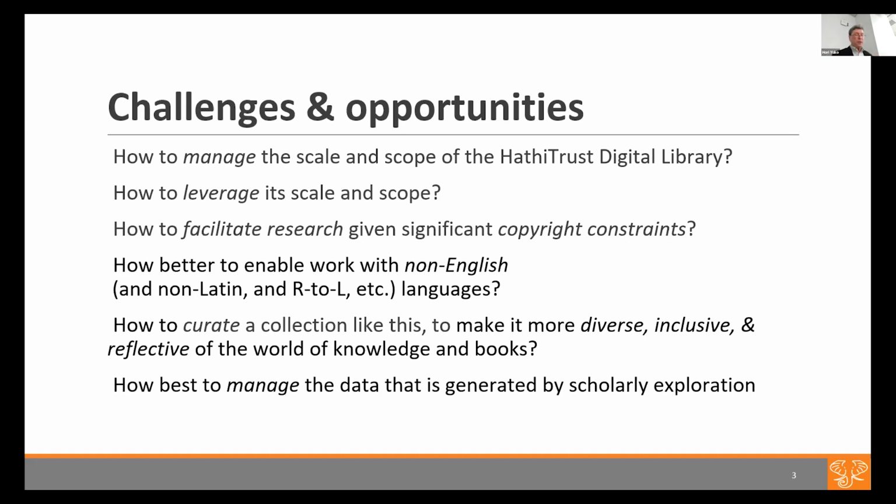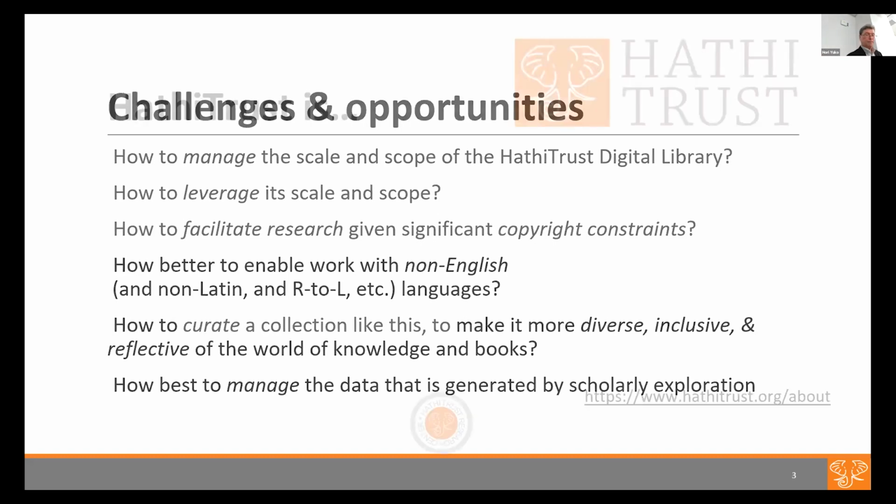And then how do we curate a collection like this to make it more diverse, inclusive, and reflective of the actual world around us, especially the world as reflected in books, for example? And then how do we manage the data that is generated by using this data? And that will be my talk today.